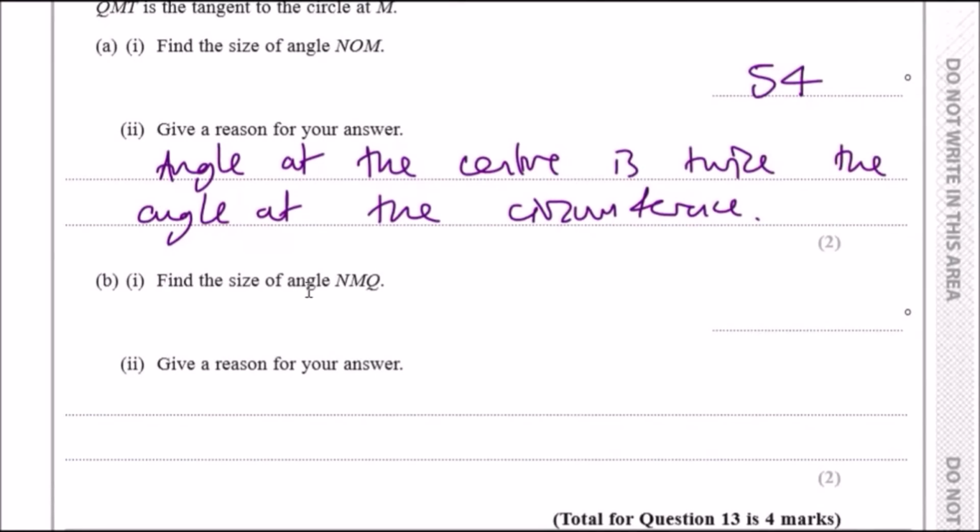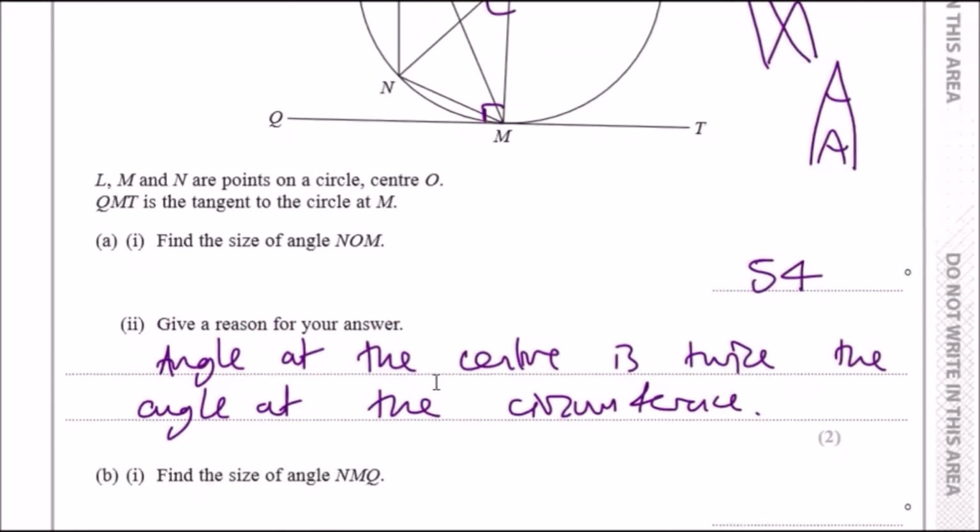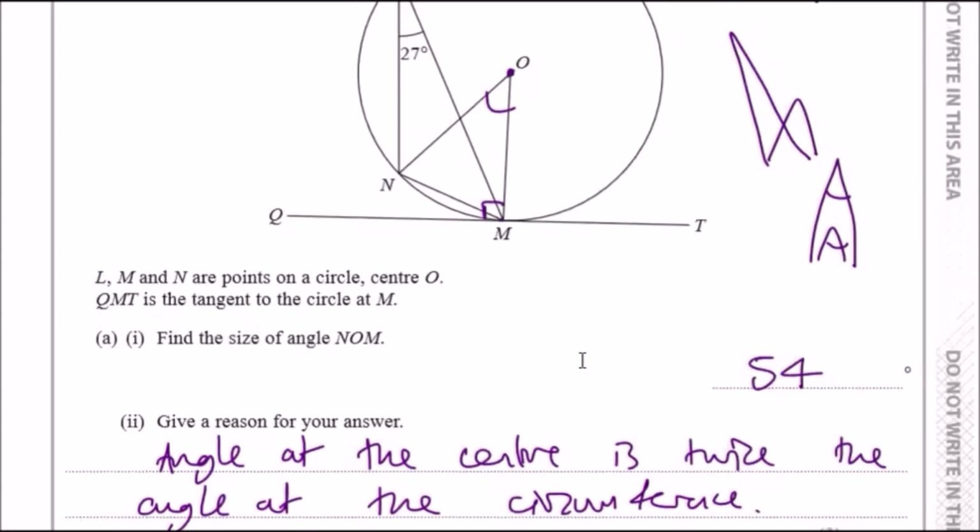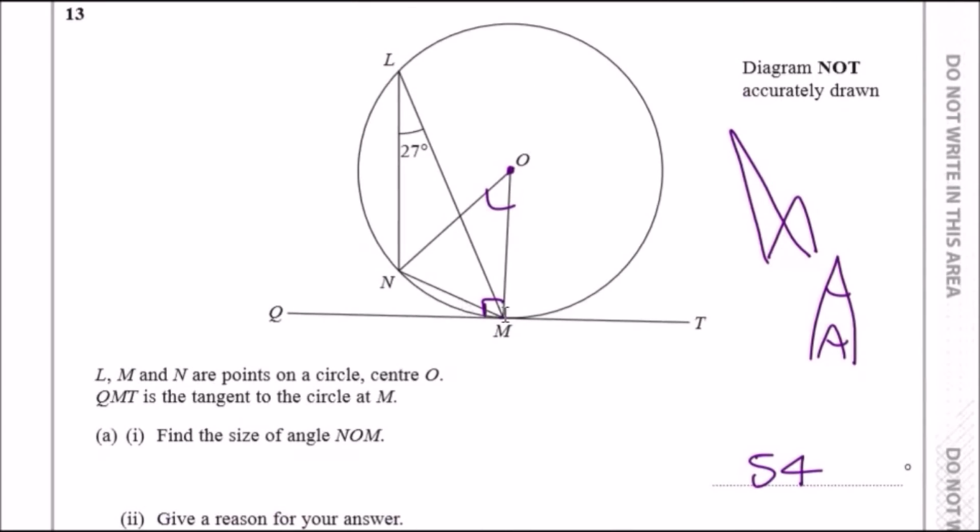Now next one, find the angle of NMQ. So again, look at this other problem. So NMQ, where do we start? So we start with N, go to M, and go to Q. So we're talking about this gap here. Now this one's a bit annoying because this one's actually part of something known as the alternate angle segment theorem.